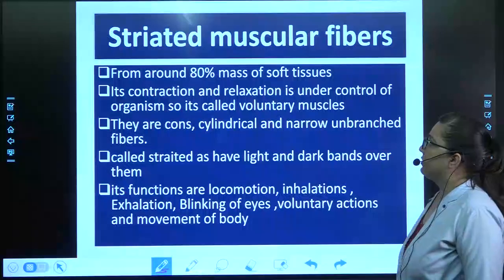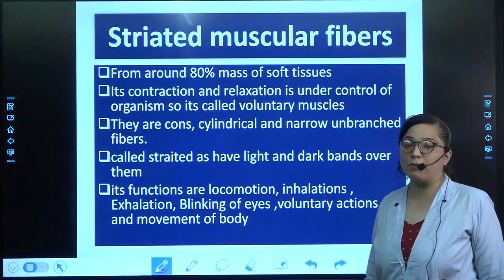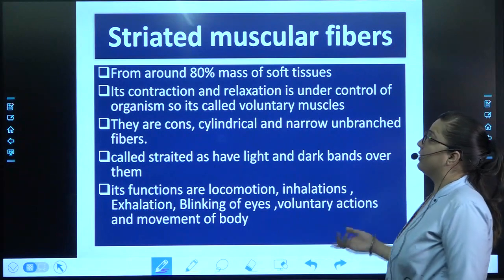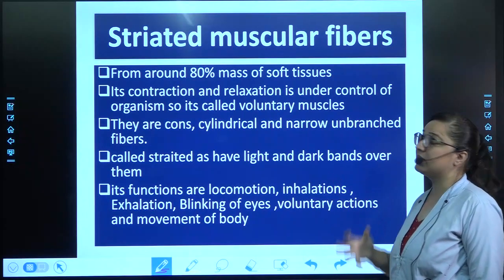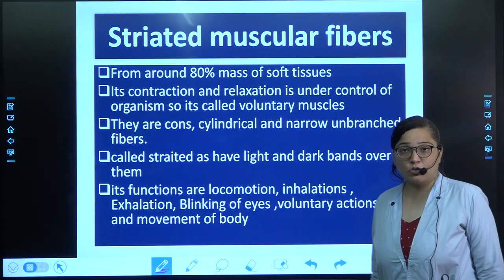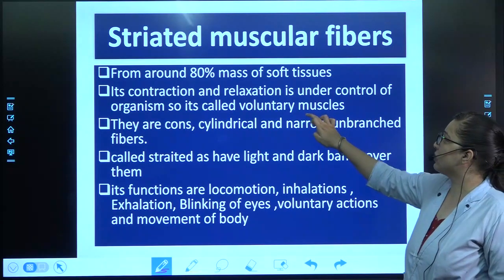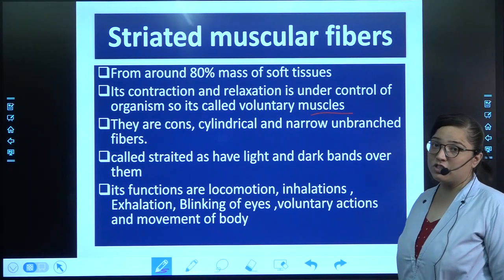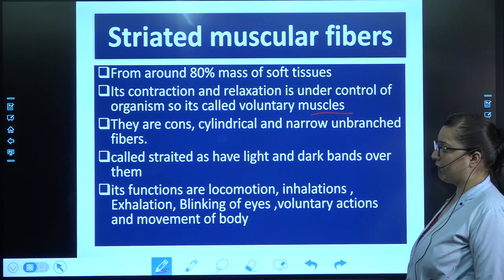So here it is. It forms about 80% of the mass of all the soft tissues. Its contraction and relaxation is under the control of the organism, and so it is called voluntary muscles. How is the shape? Cylindrical, narrow and branched.